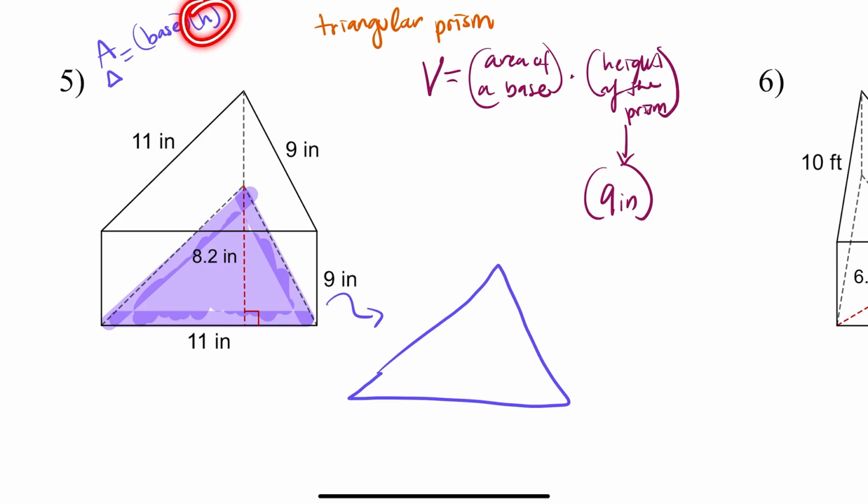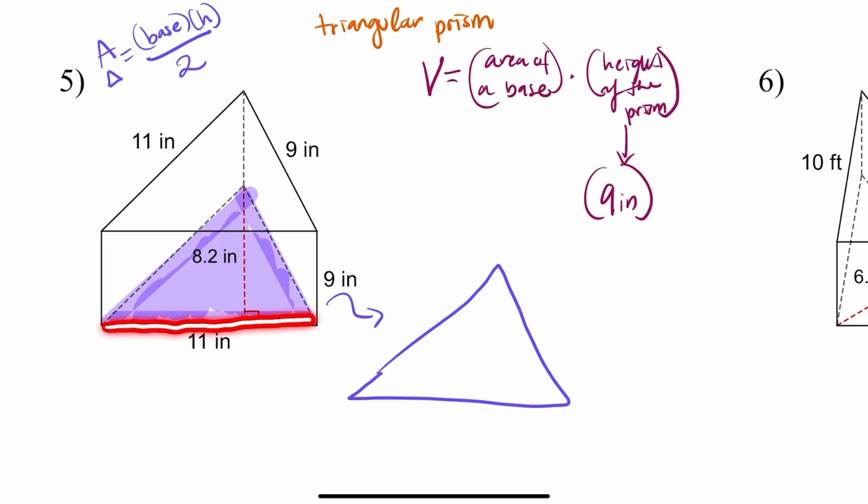Don't get this height confused with this height. This is the height of the prism, but this triangle itself has its own height because I just want the surface. It's like, how tall is the bottom, this flat part? And then it's all divided by 2. Now I'm going to look back at this triangle and see what they gave me.